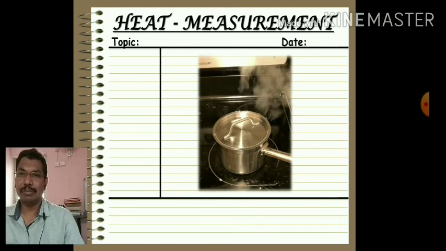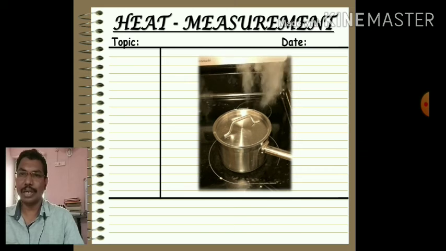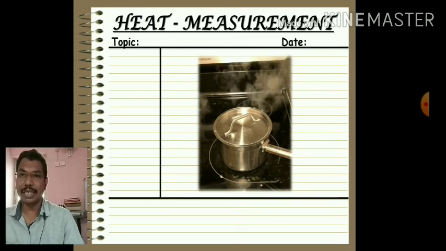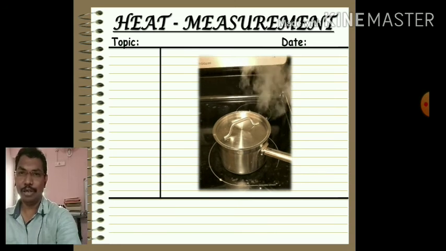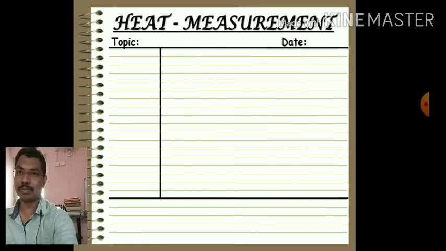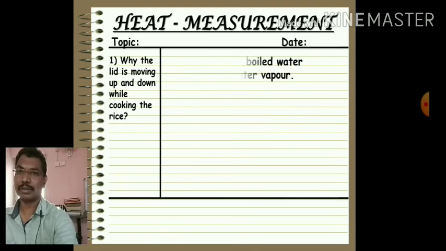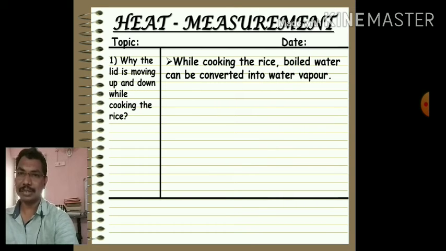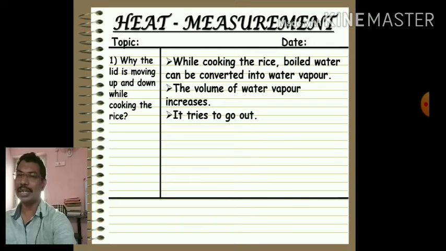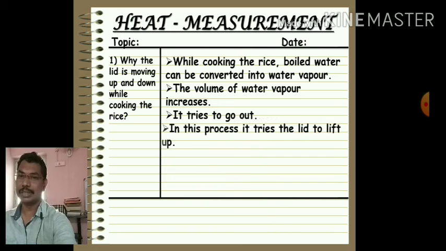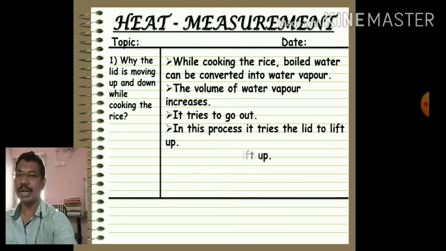Now let us see here, some rice is cooking, and the lid on the vessel is moving up and down. Simply, it is dancing. Let us check the reason behind it. While cooking the rice, boiling water is converted into water vapor. The volume of water vapor increases, so it tries to go out. In this process, it tries to lift the lid up and escape.